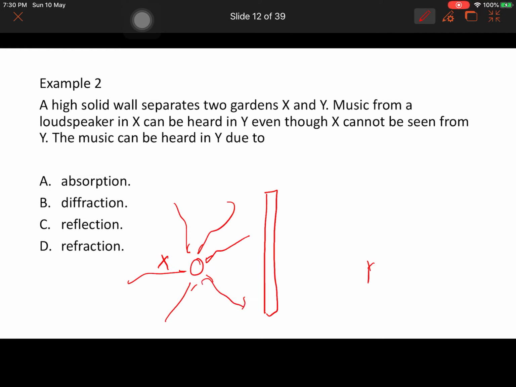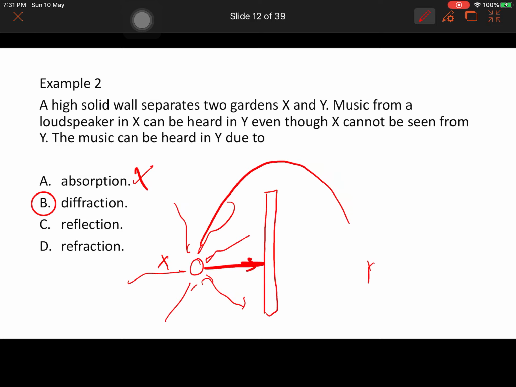That emits sound in all directions. It can be heard in Y even though X cannot be seen from Y. Now, how can you hear this? Is it by absorption? If the wall absorbs the sound, then of course Y can't hear it, so no. The answer is by diffraction. Diffraction means the sound can bend, right?